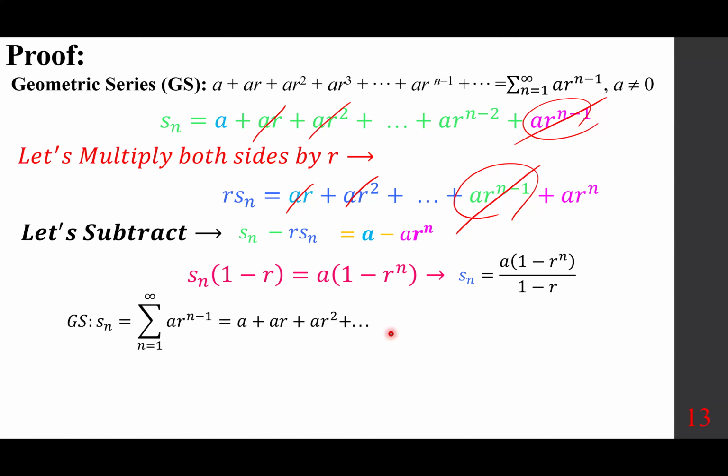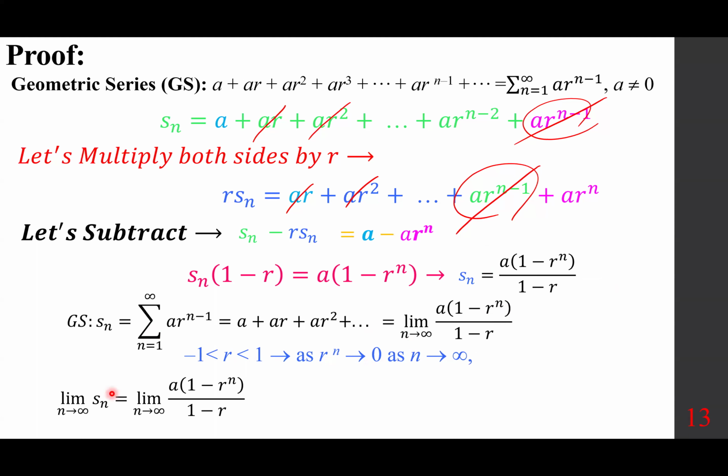Now, if it continues indefinitely, in other words, not just n, rather n goes from 1 to infinity, then you have to take the limit of this as n goes to infinity. If r is between -1 and 1, r to the power of n goes to 0 as n goes to infinity. And so the limit of s sub n as n goes to infinity is the limit of a times 1 minus r to the power of n over 1 minus r as n goes to infinity.